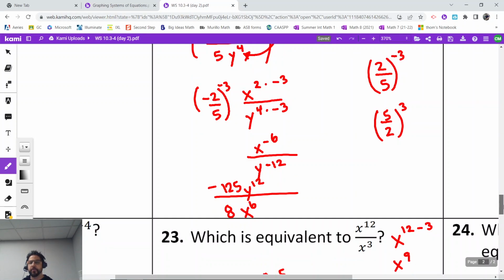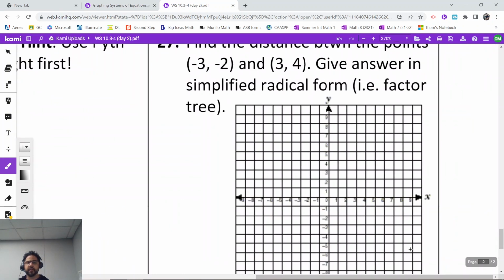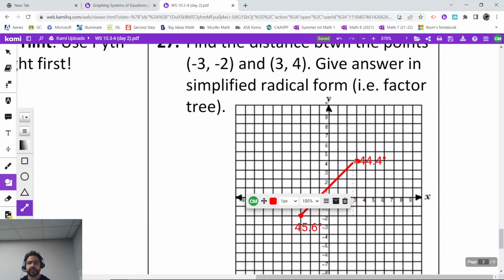This is a repeat problem, which we call spiral review. You had a question just like this on, I think, even some finals and things like that. Basically, we need to plot our points. So from the origin, remember, negative 3, negative 2. So that's left 1, 2, 3, down 1, 2. That's our first point. And then 3, 4, that's right, 1, 2, 3, up 1, 2, 3, 4. So we are trying to find the distance between these 2 points. So I would ask you to connect it.